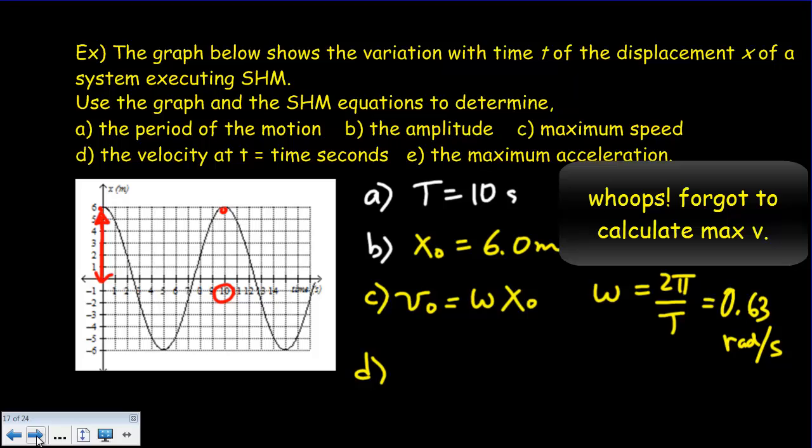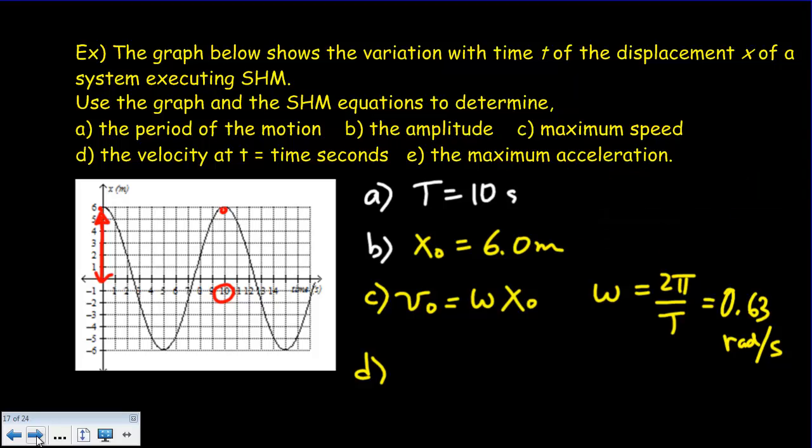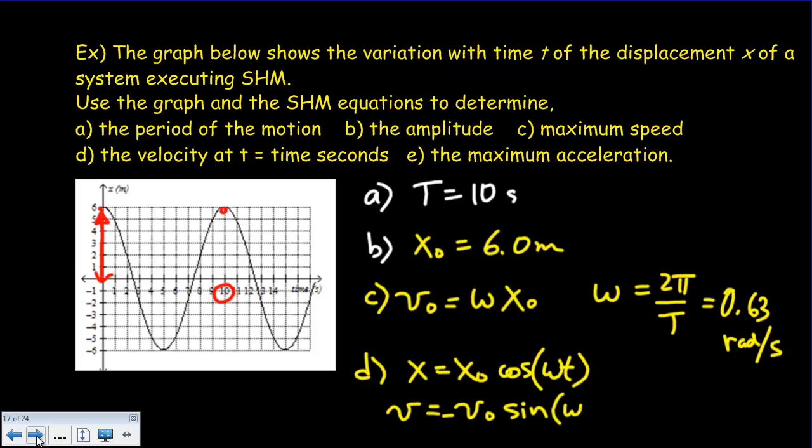Part D, they're looking for a general expression for the velocity in terms of time, but we should put in as much numerical information as we can. I'll write down the displacement equation first. This is one that is a cosine function. So it's x equals x naught cosine omega t, a positive cosine function like that. So the derivative of that will be, and we can just write it in terms of the maximum speed. Derivative of a cosine is the sine, and we'll get that expression.